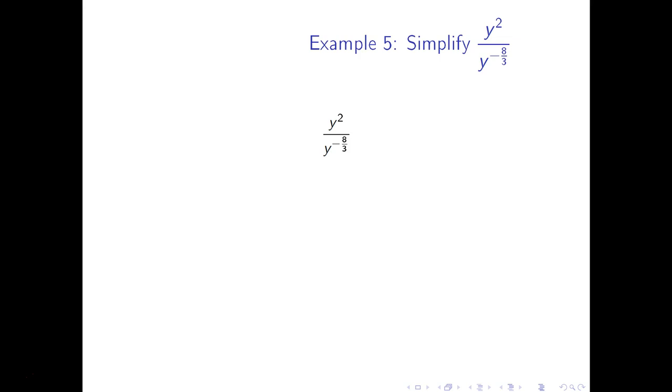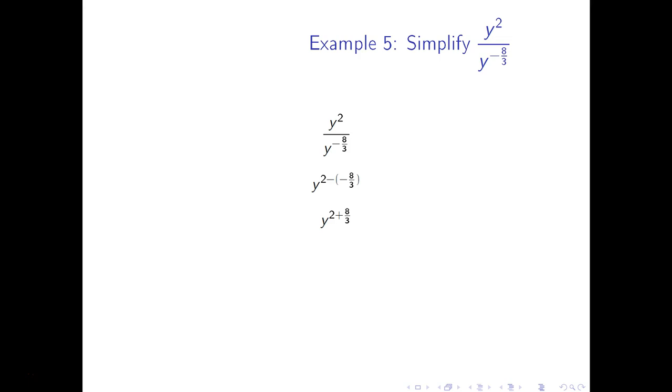Well, again, this one you may have noticed is division, which means I subtract. Well, but 2 minus a negative is the same thing as 2 plus 8/3. But how am I going to add that? Because, by the way, we do not use mixed numbers in our exponents. They have to be improper fractions. So we want improper fractions.